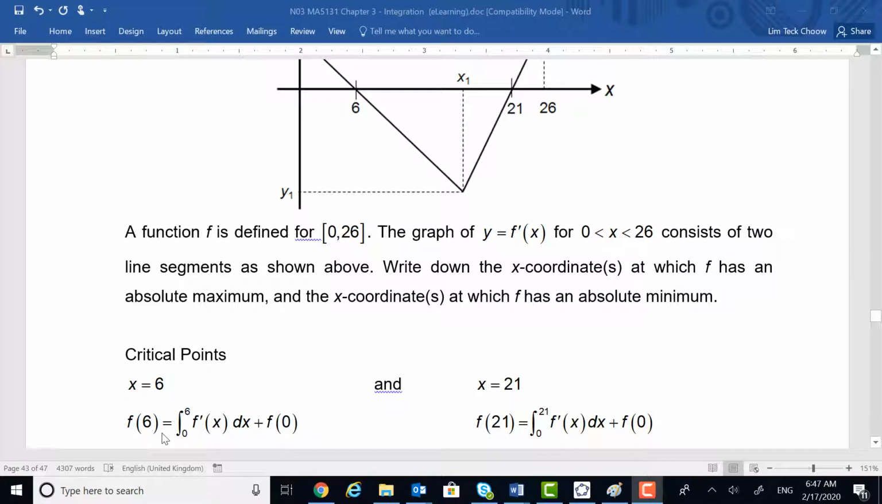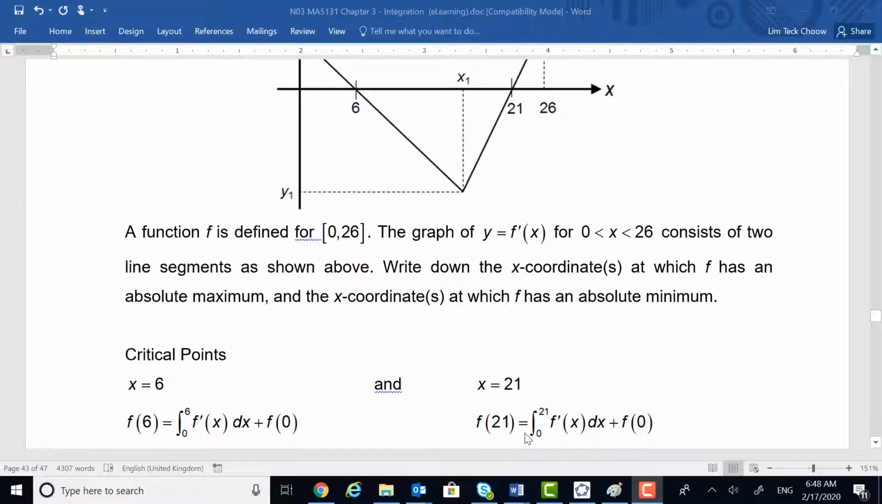By the theorem, we can say that f(6), or f(b), remember f(b) is integrating from a to b of f' plus f(a). Likewise, f(b) is integrating from a to b plus f(a). So these are the expressions for f(6) and f(21). So hold on for a moment. These are the values at the critical points.